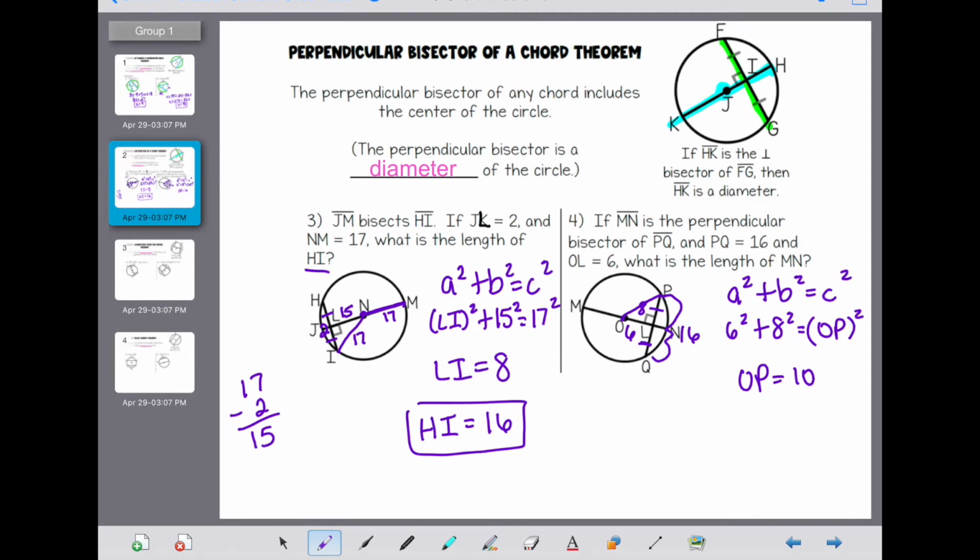And remember, if you don't have your Pythagorean triples memorized, it's fine. You can always just go ahead and actually figure out Pythagorean theorem. So OP is 10, and what we're actually looking for is the length of MN, and MN would be a diameter where OP is a radius. And remember, if you want your diameter, you just have to double your radius. So for our final answer, we are getting that MN equals 20.